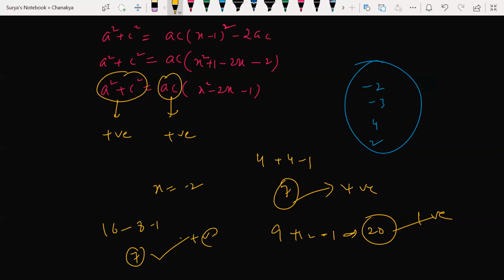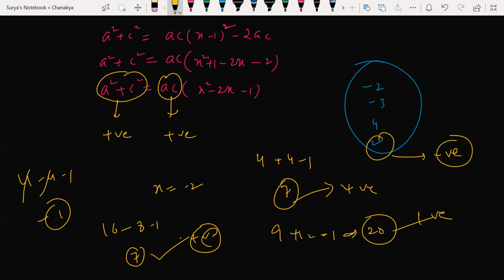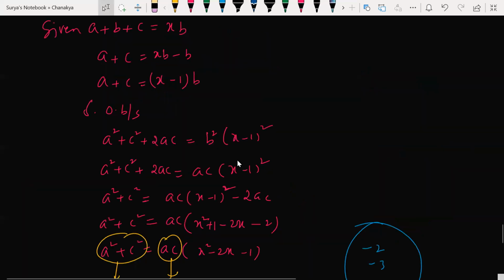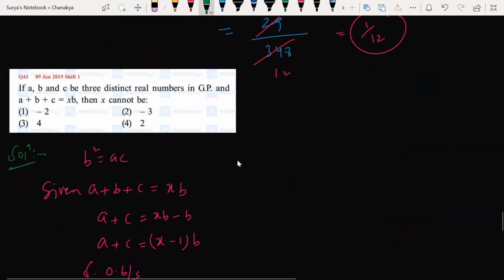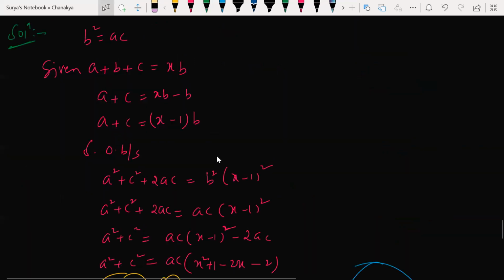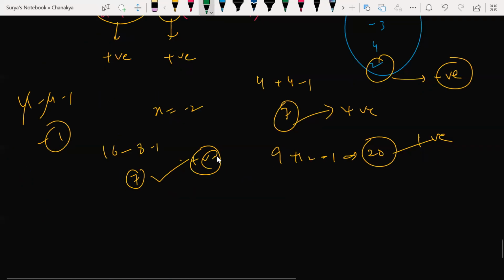If X is equal to 2, 4 minus 4 minus 1. Minus 1. Look at this. For X value 2, I am getting negative. So X cannot be what? 2. If X value is 2, beta, I am going to get negative actually. X cannot be 2. Option D is correct. Understood my point? X cannot be what he is asking. So X cannot be 2 here. Are you guys able to understand what I'm trying to say? Hello, people.